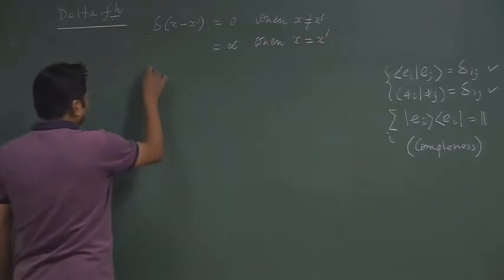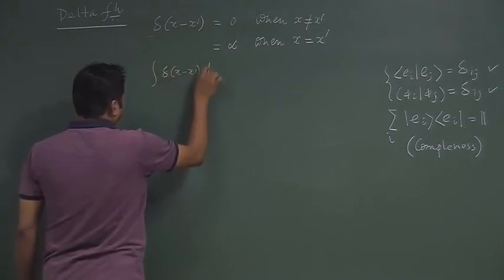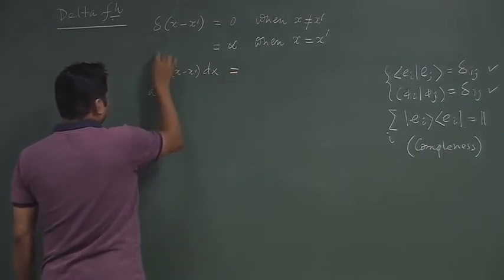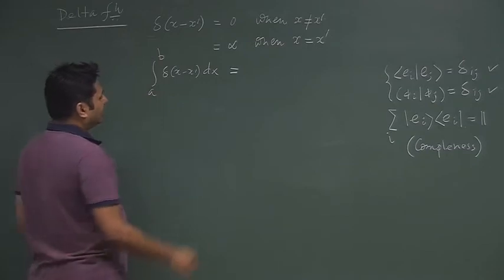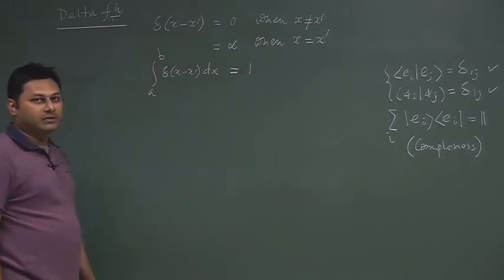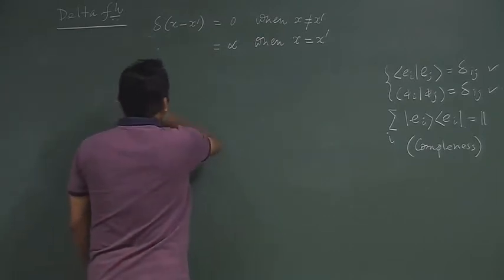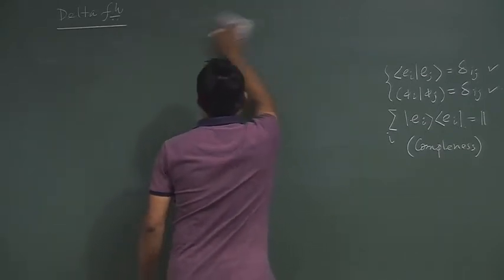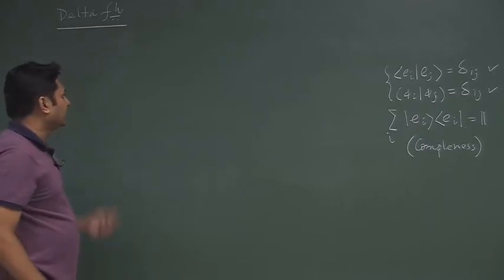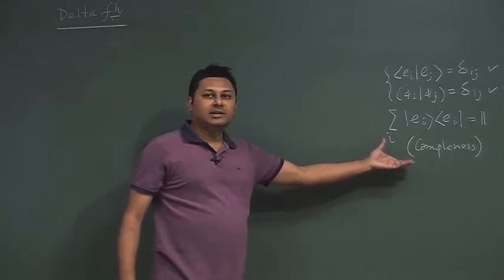Not only that, if I take the integration of this function over some interval a to b where this function is defined, I should have the value 1. So this is the property of a delta function. With this knowledge, I believe all of you have some idea about the delta function, so I am not going to be very detailed about it. Rather, I will try to use this delta function to find out how completeness is related to that quantity.